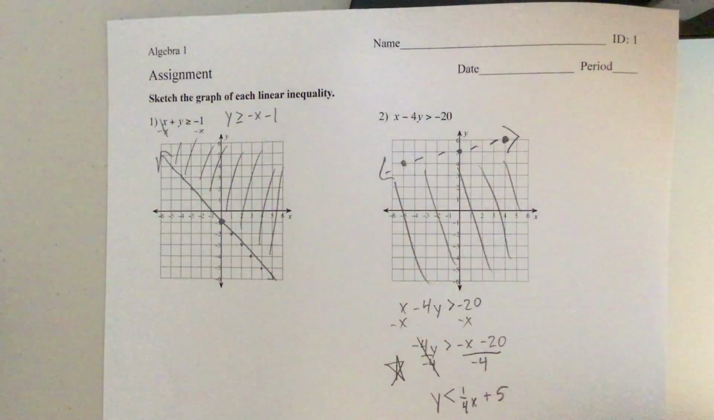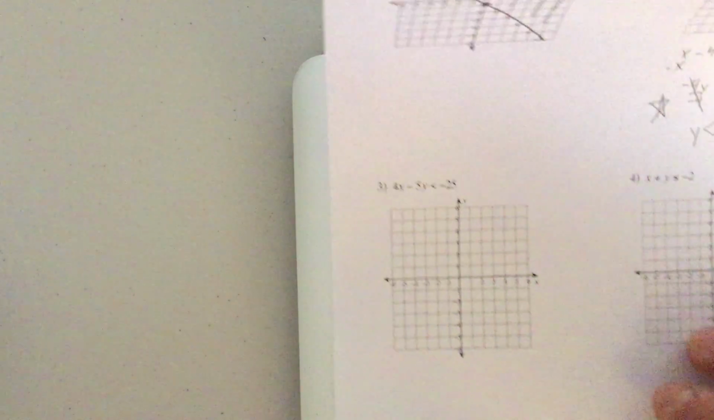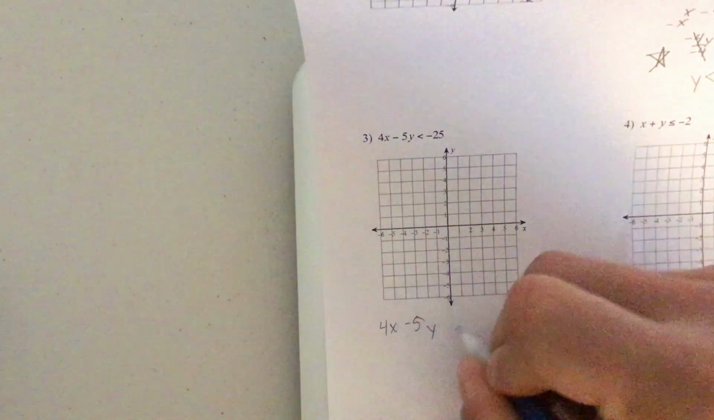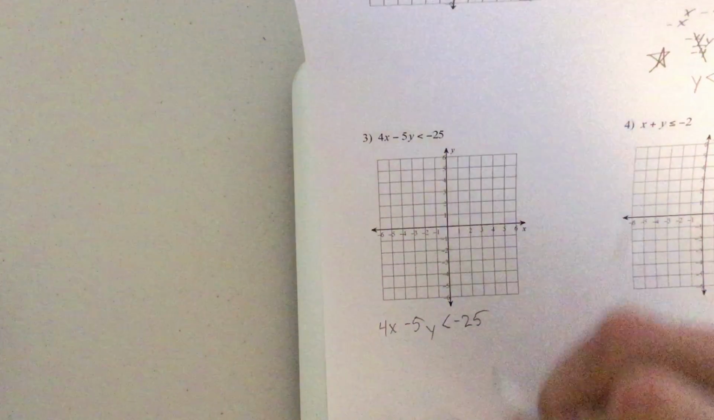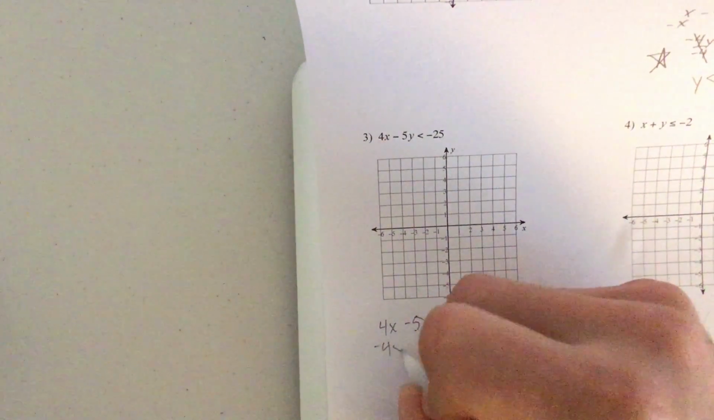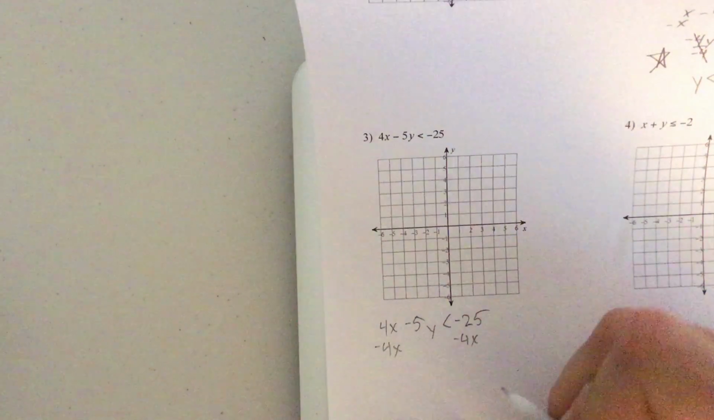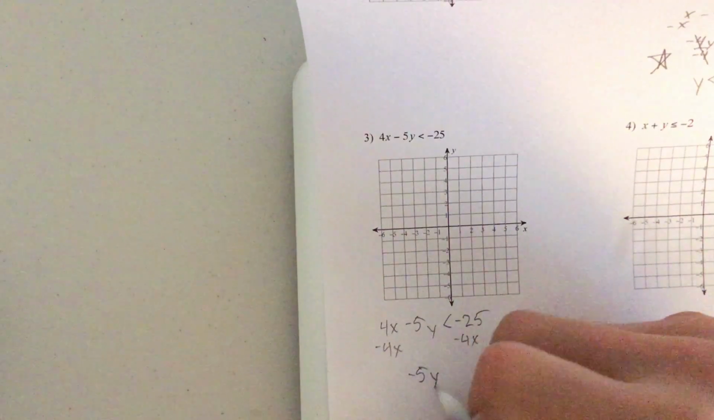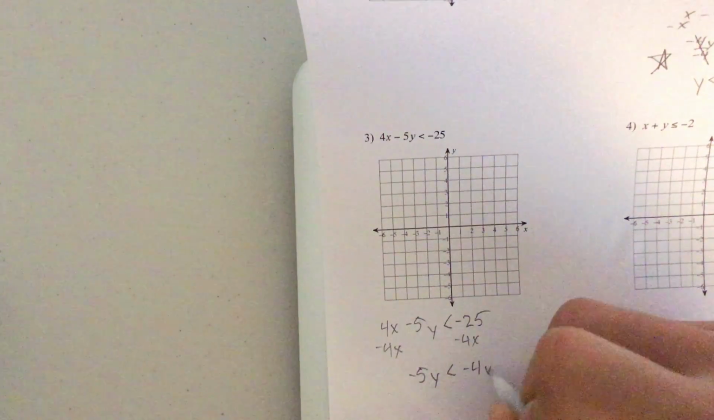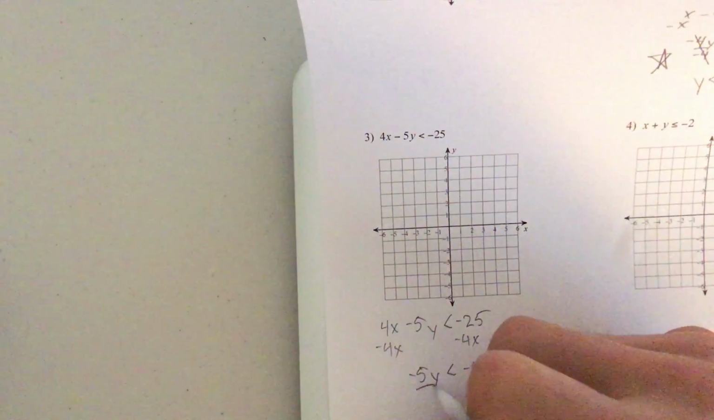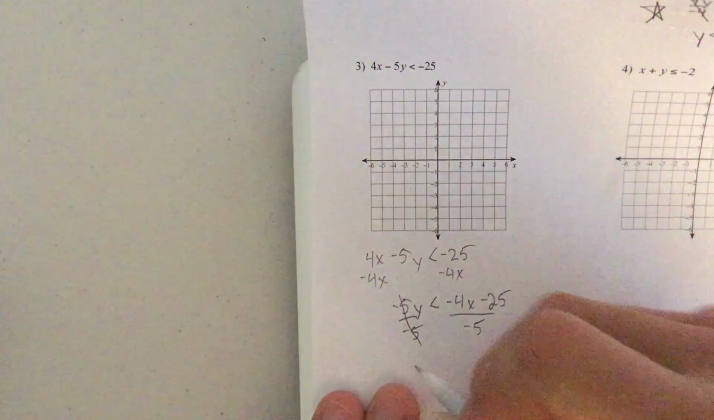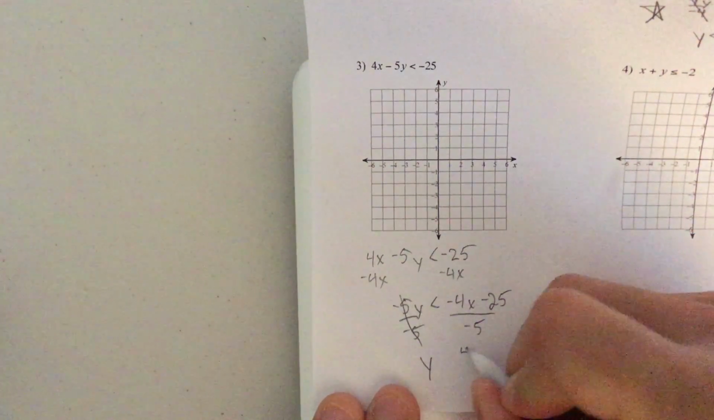Keep moving in the interest of time because I know my videos can get a little long. 4x minus 5y is less than negative 25. We're still going to subtract 4x from both sides. That part does not change. So then I have negative 5y is less than negative 4x minus 25. I'm going to divide both sides by negative 5. The negative 5's cancel. We get y.